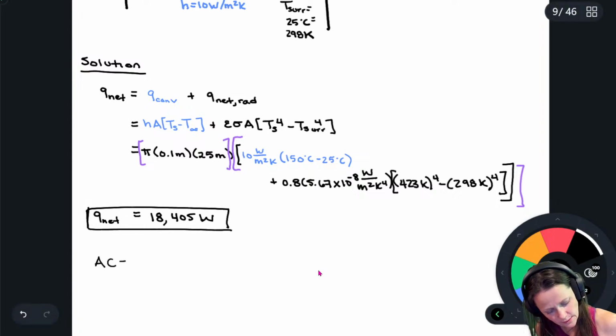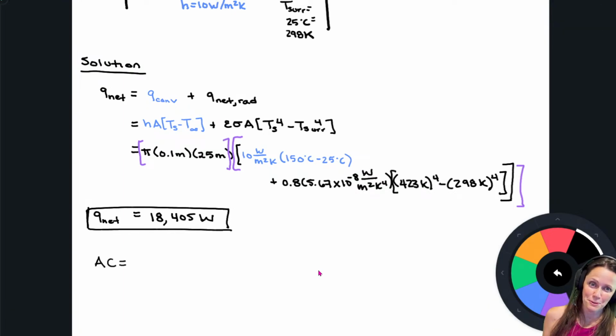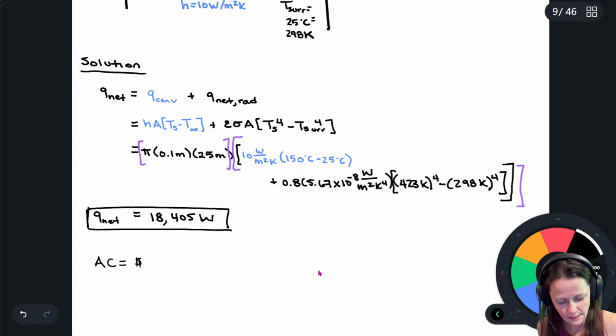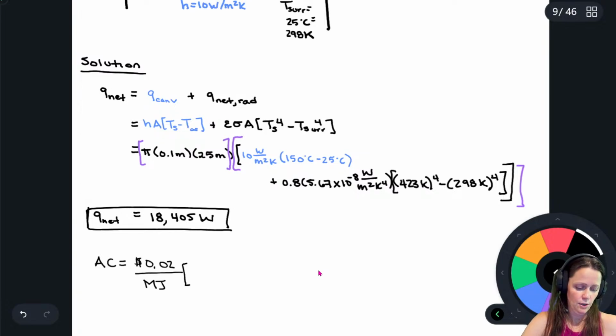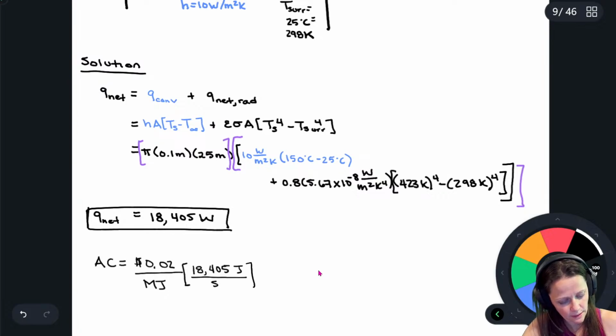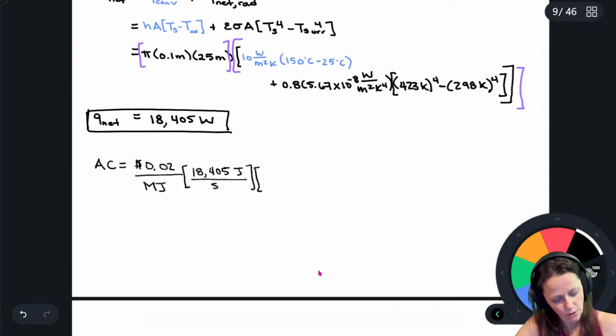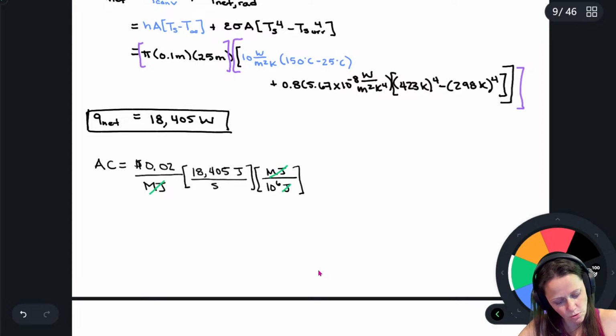annual cost. So I'm going to use the units just to kind of guide me through the equation. So annual cost of that loss. So 0.02, so 2 cents per megajoule. I know I have 18,405 watts, which is a joule per second. You need to reconcile the joules. So a megajoule is 10 million joules.